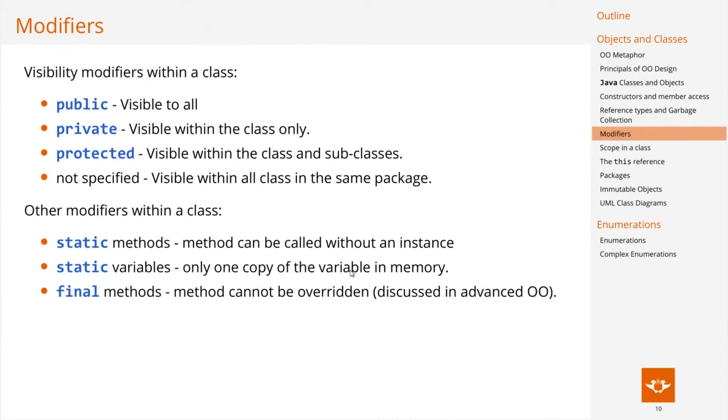Modifiers, we've already spoken about these quite a bit. Just to recap, visibility modifiers: public, private, protected. Public, visible to all, so any class, anywhere. Private, only accessed within the class itself. Protected, the class and subclasses. We'll talk about that when we get to advanced object orientation. You know about having classes and subclasses already. We haven't looked at it in Java yet, but that is available.